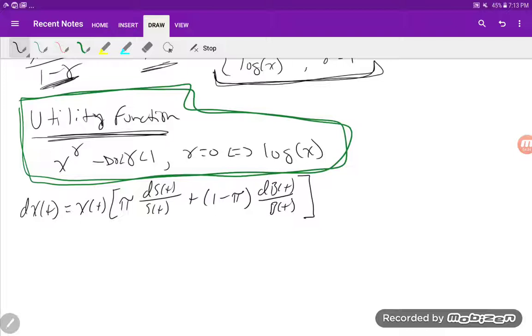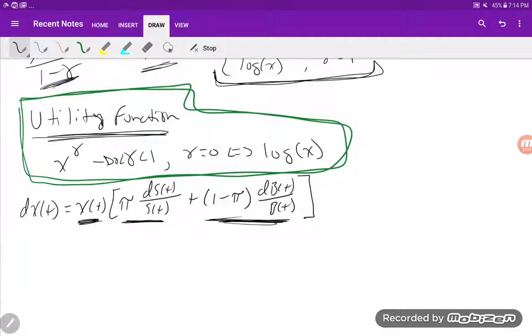Basically, the change is equal to the beginning wealth times the weight that we have in the risky asset times the return of the risky asset, plus the weight that we have in the risk-free asset times the percentage return of the risk-free asset. So that should be entirely intuitive.